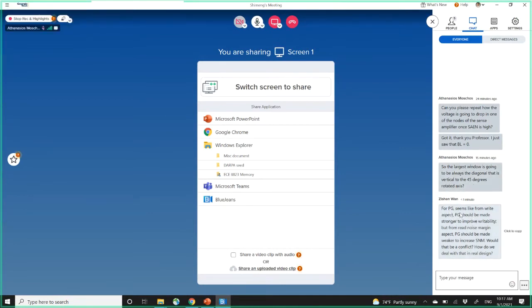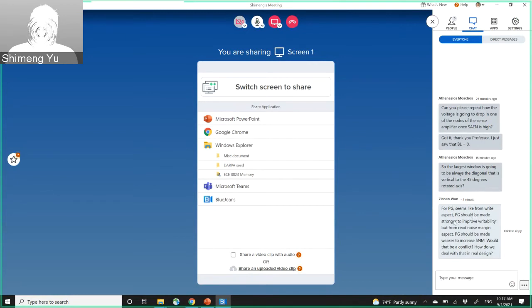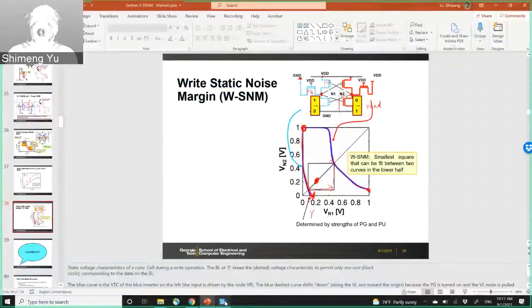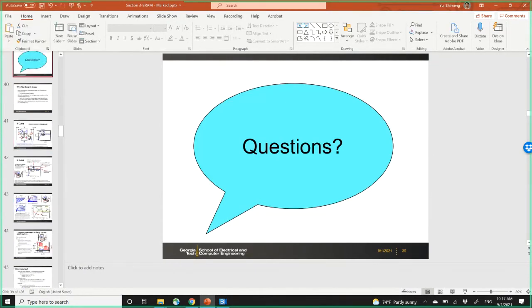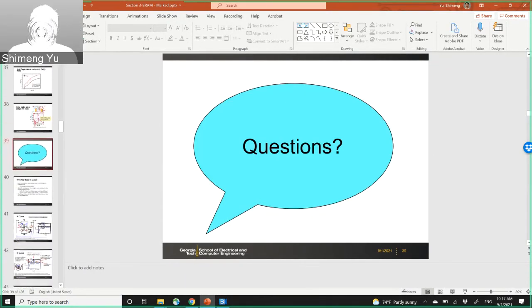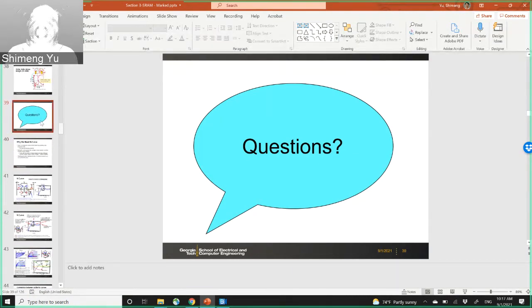And then for the pass gate, it seems like from the write aspect, PG should be made stronger to improve writability, but from the read margin aspect it should be made weaker. Would you see a conflict? Yes, that's a conflict. So we will talk about that in a minute. That is a fundamental conflict, as you point out. So we will talk about that maybe after the Uncurve. Just hold a few slides. I will talk about that point.